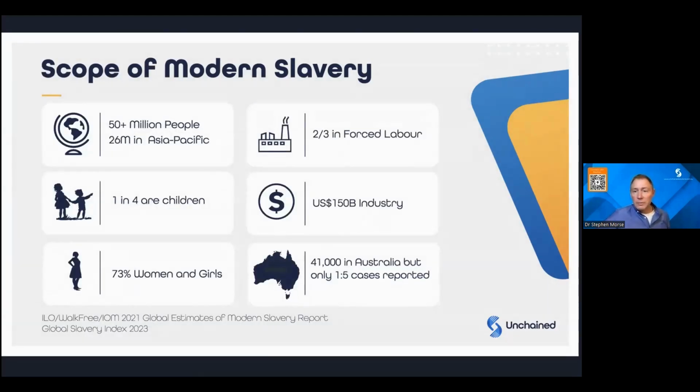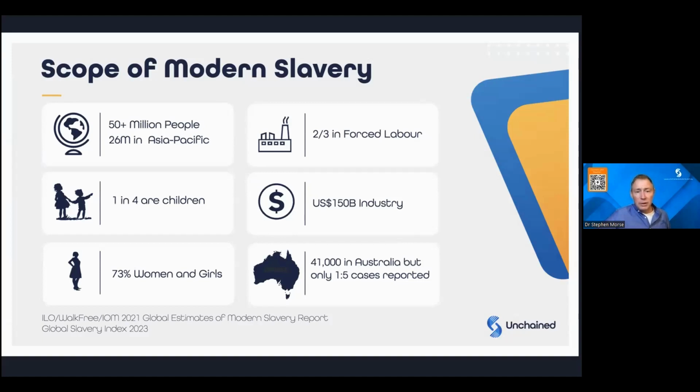In terms of the scope, there have been some recent reports put out both by the International Labour Organization, and this year the Global Slavery Index put out a new report, and that's changed the figures. We could probably in one sense see that the numbers have increased. We've moved from 40 million to 50 million, and there are some 26 million just in the Asia Pacific region, the region in which we operate and source most of our goods and services. The biggest category remains forced labour in factories, farms, and fisheries.